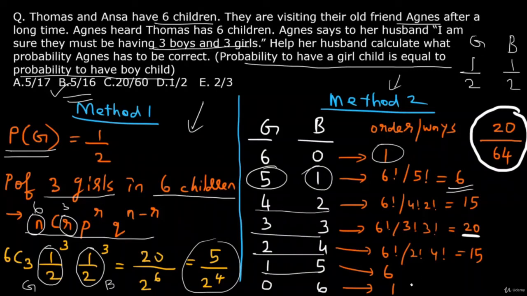So if you add all these up, you will get the total as 64. And you can see that for 3, 3, there are 20 events in which this can happen. So favorable is 20, total is 64. Therefore, probability is 20 divided by 64, which is the same as 5 divided by 16. And that is answer option B.